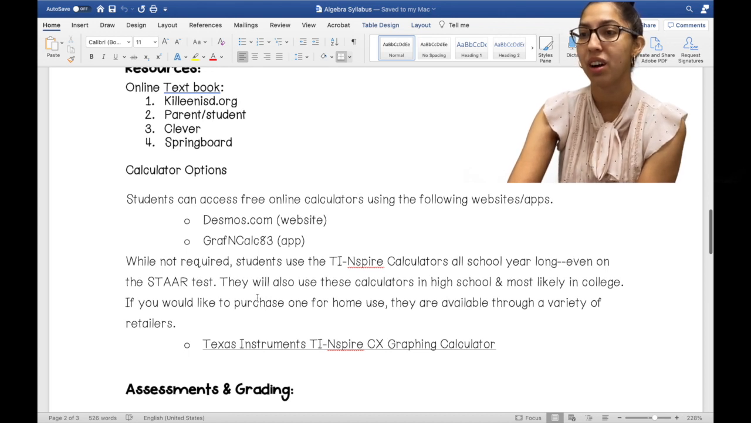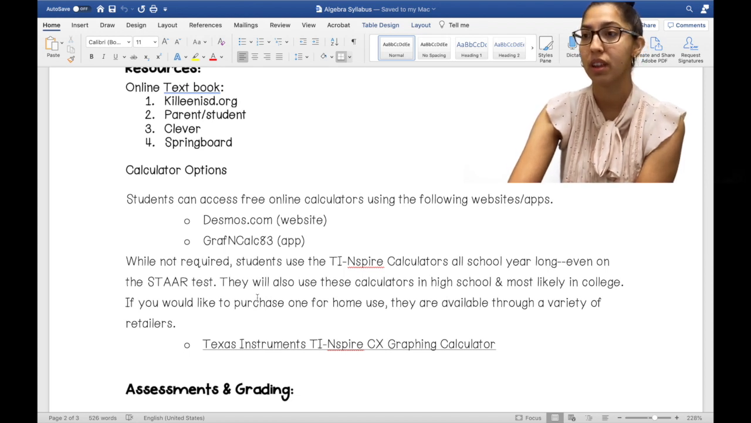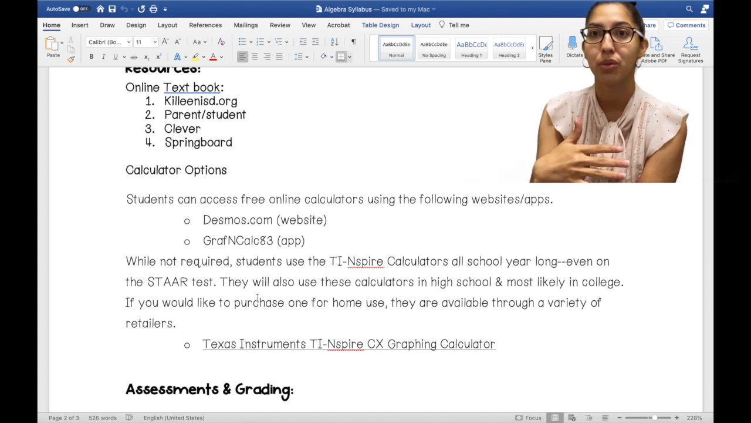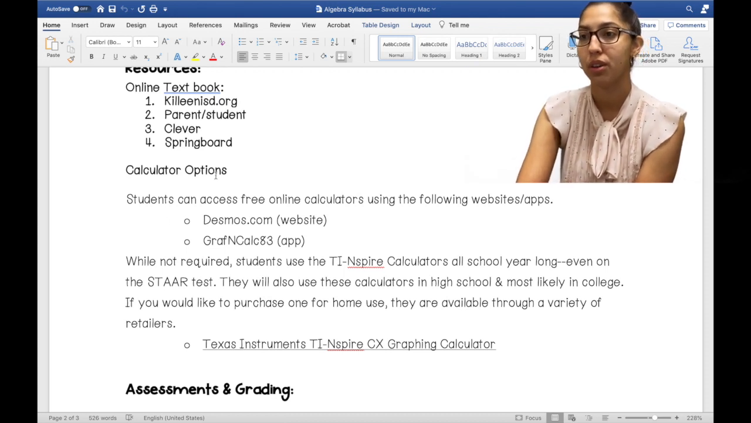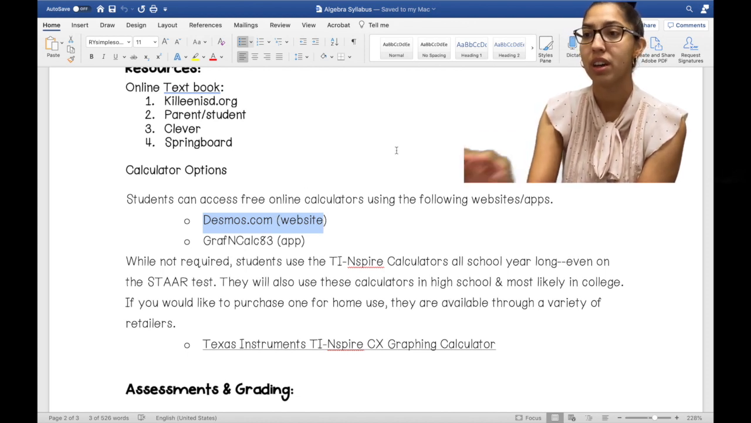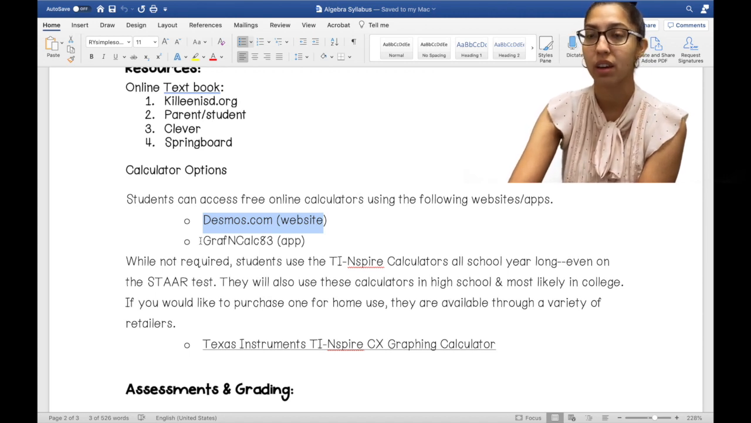Okay, so your calculator options, you are gonna need a calculator at some point. Even for this first unit, it really is just the basic integer rules, multiplying, dividing, adding, subtracting, and all that you may need it for. Later on, it's going to be for graphing. So you want to be prepped for that. So there are 2. Desmos is really good. It's a graphing calculator online, and it has a scientific calculator also. So it's very easy to use, very user-friendly. You definitely want to use that if you can.